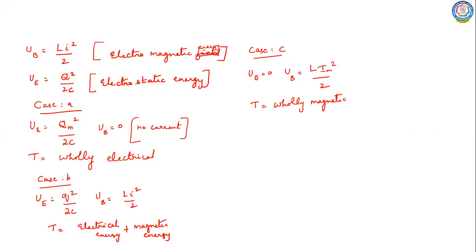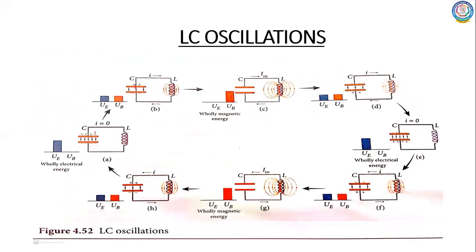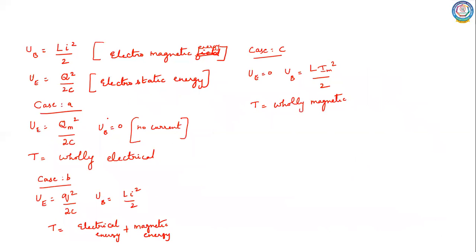Clear? Now let us once again recall. First you should understand these three cases, then you can understand other things very easily. So first, the capacitor is fully charged and there is no current in the circuit. The energy in the inductor is 0 because there is no current, so the total energy will be wholly electrical.